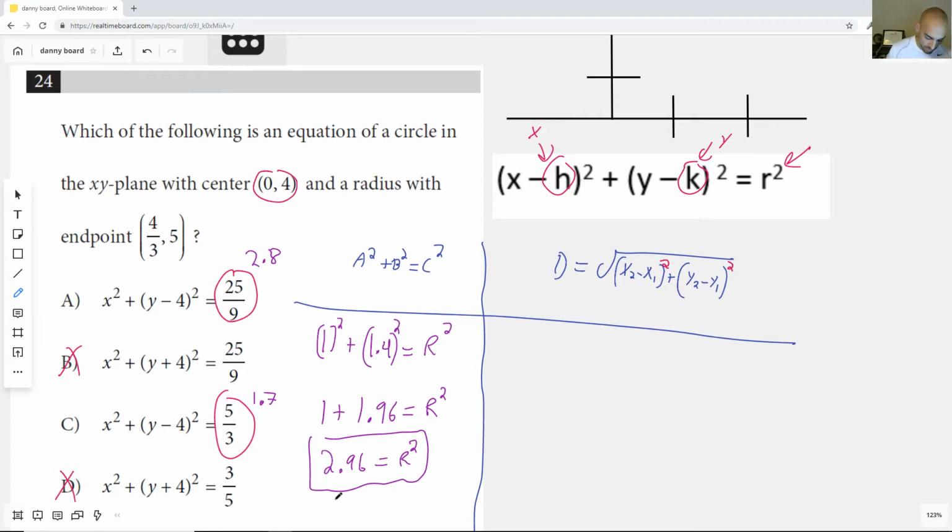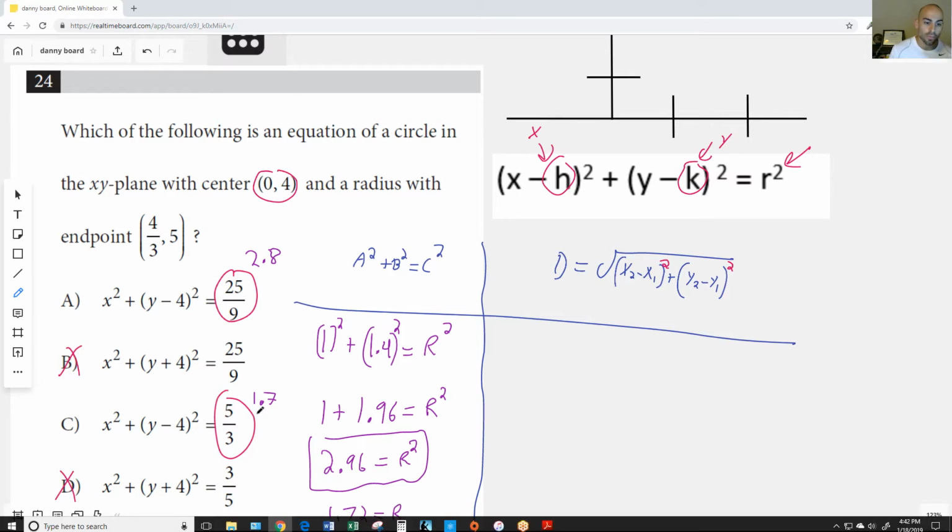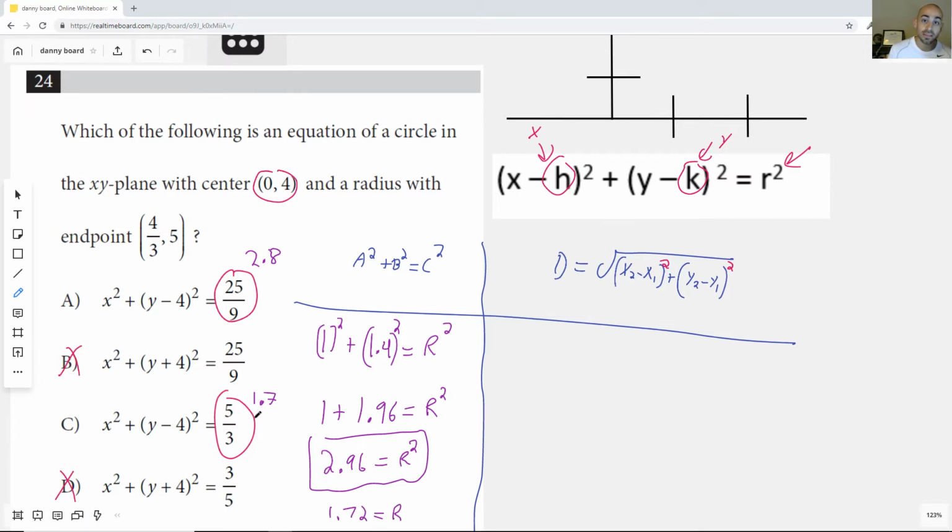You don't want to do this on test day if you don't have to, because it is a waste of time. But the square root of 2.96 is 1.72. That equals our radius, not squared. But remember that these values here are asking for the radius squared. And I can see that this answer matches A right here.